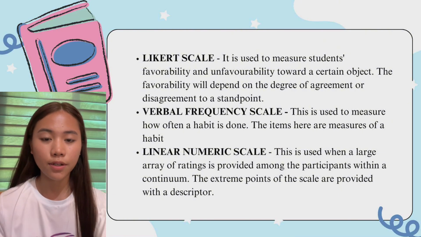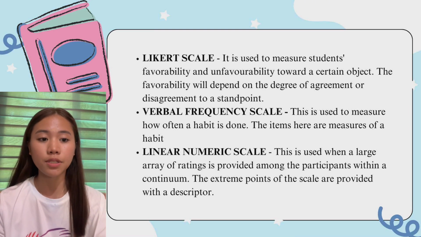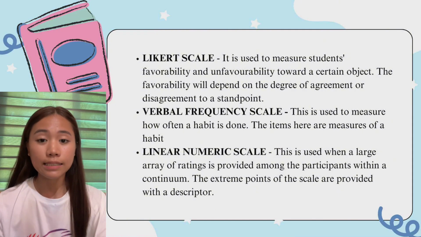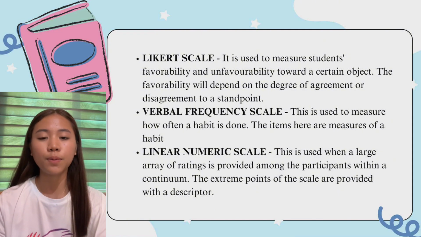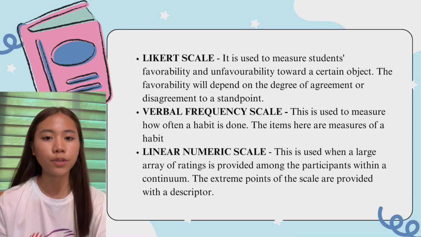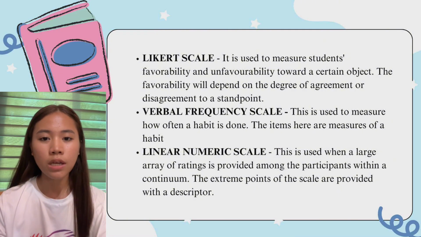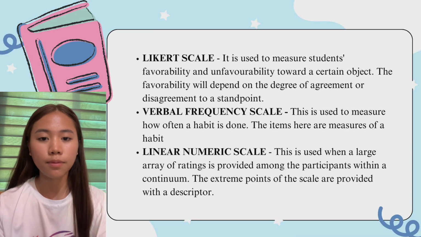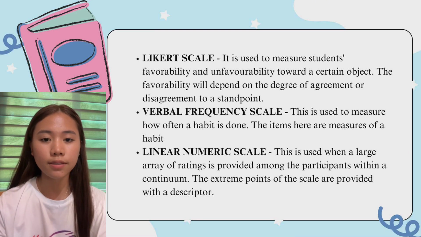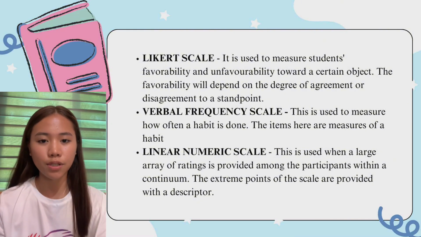Okay. So the third one is linear numeric scales. This is used when a large array of ratings is provided among the participants within a continuum. Speaking of linear numeric, it basically involves numbers. So later you will know what it is. The extreme points of the scales are provided with a descriptor, giving descriptions of the numbers. So here we go for the examples.